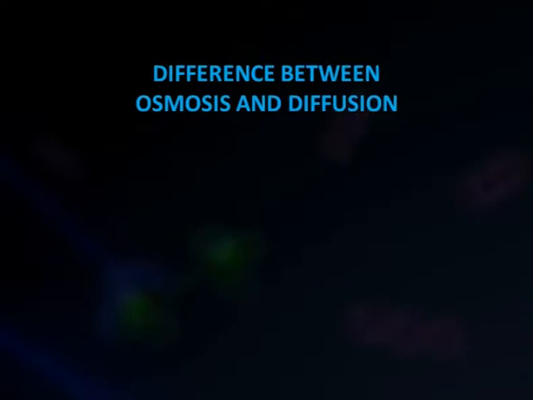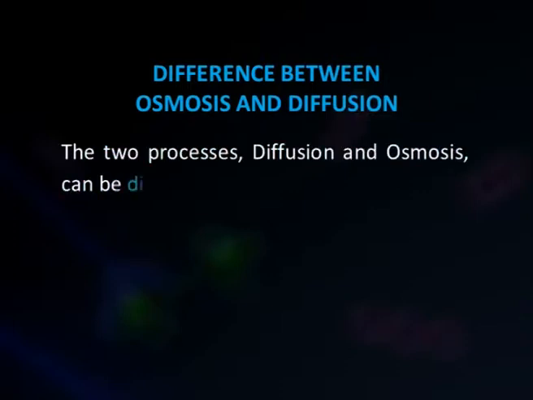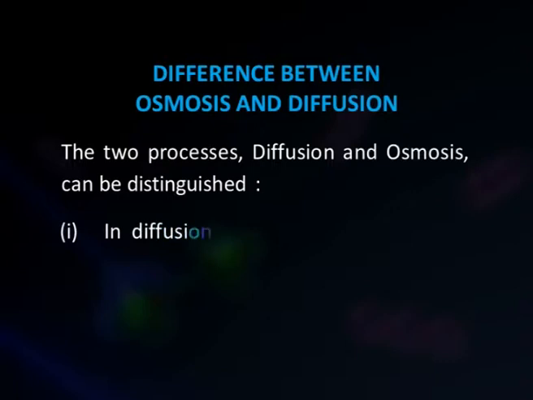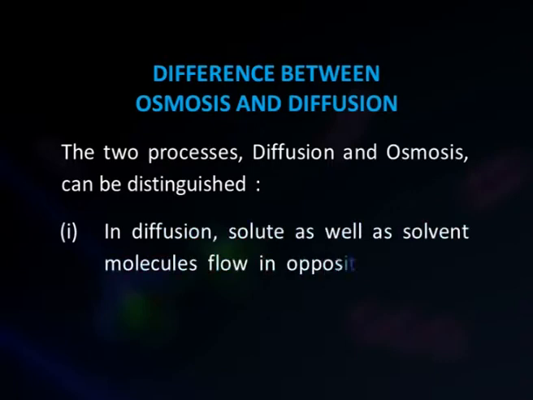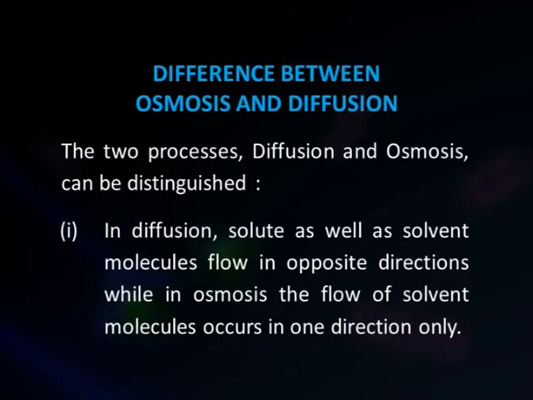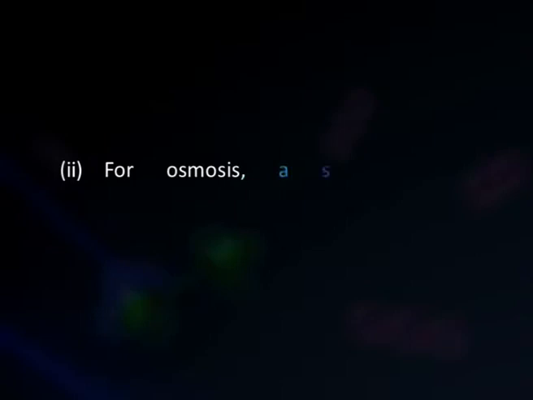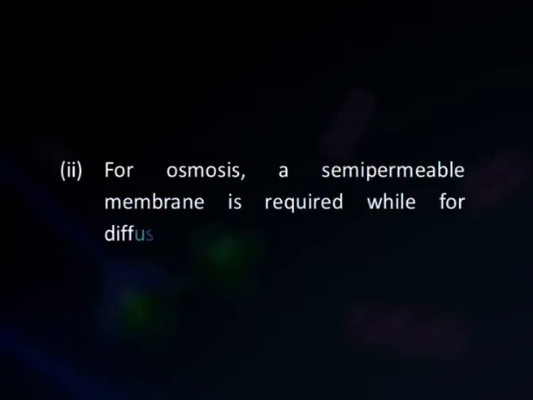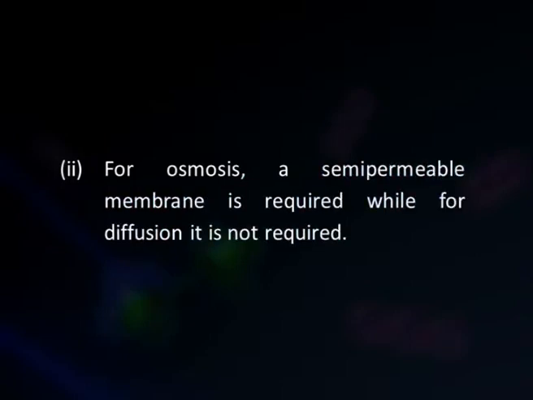Before explaining the osmotic pressure, let us differentiate between osmosis and diffusion. In case of diffusion, solute and solvent particles both move in opposite directions, but in case of osmosis, only solvent particles move. There is another difference between osmosis and diffusion. In case of osmosis, a semi-permeable membrane is required, but in case of diffusion, no semi-permeable membrane is required.